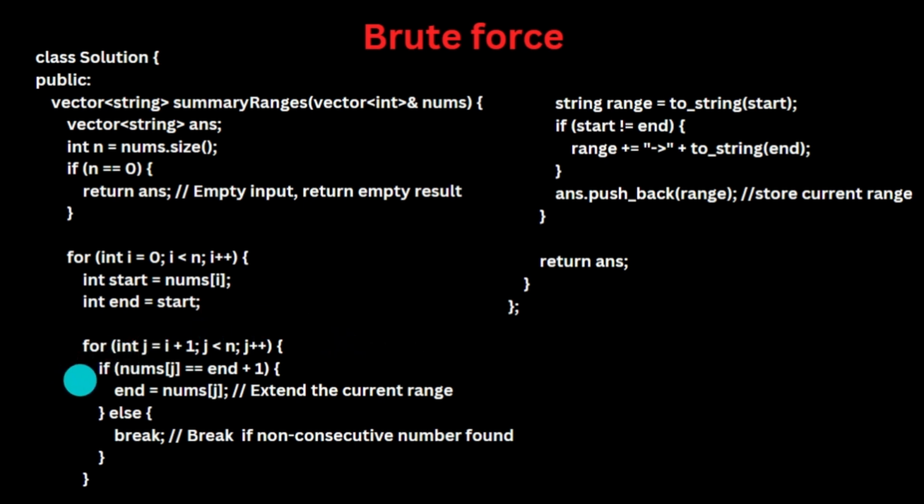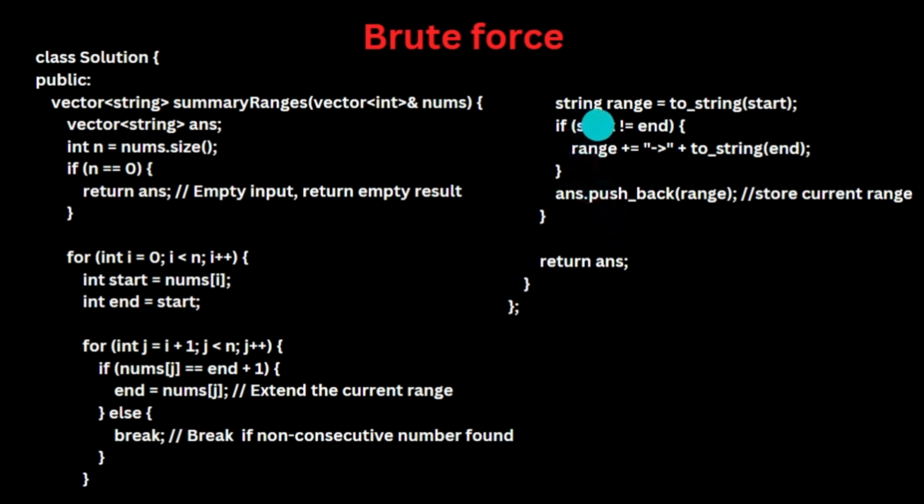In the inner for loop, we can see that int j equals i plus 1, which is the element next to i, while j is less than n, j plus plus. If nums of j is equal to end plus 1, the numbers are consecutive, so we extend the current range and set end equal to nums of j. Else we break this for loop and go to the insertion of that range in our answer array.